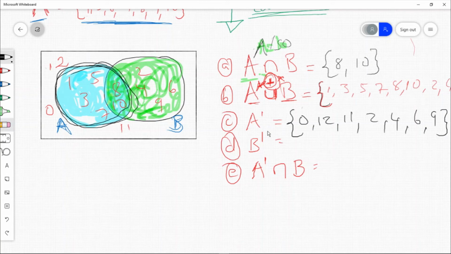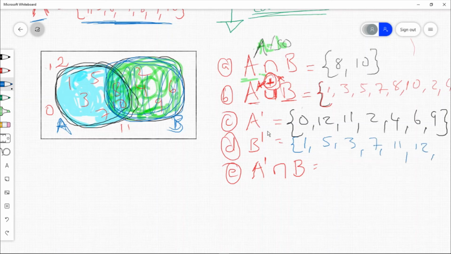What about not in B? B will then be this. All of this is B. So what are the elements that are not in B? They will be 1, 5, 3, 7, 11, 12, 0 as well.